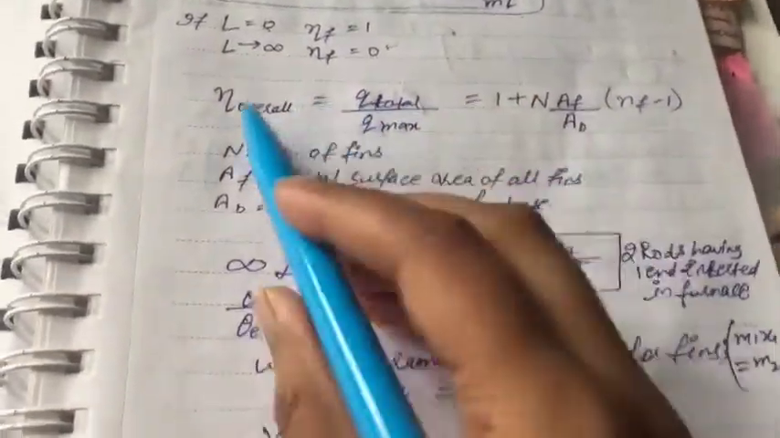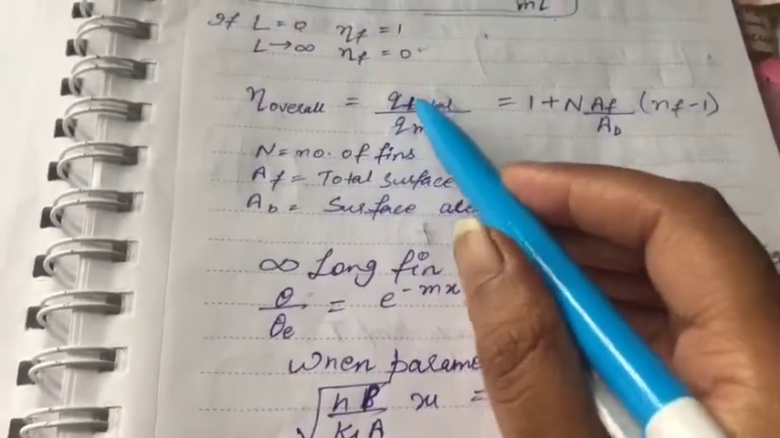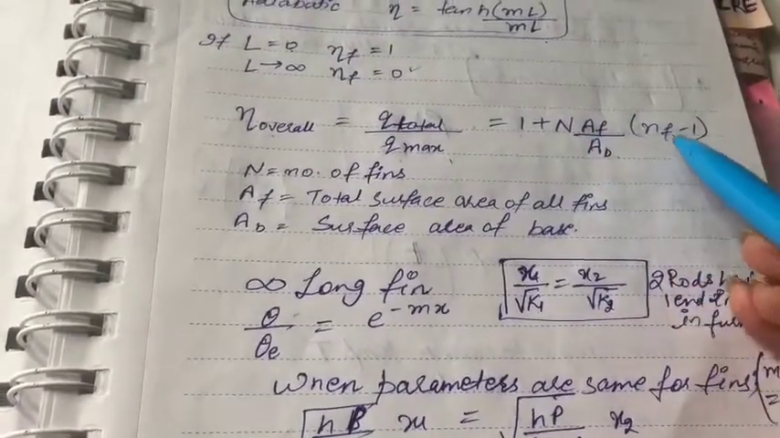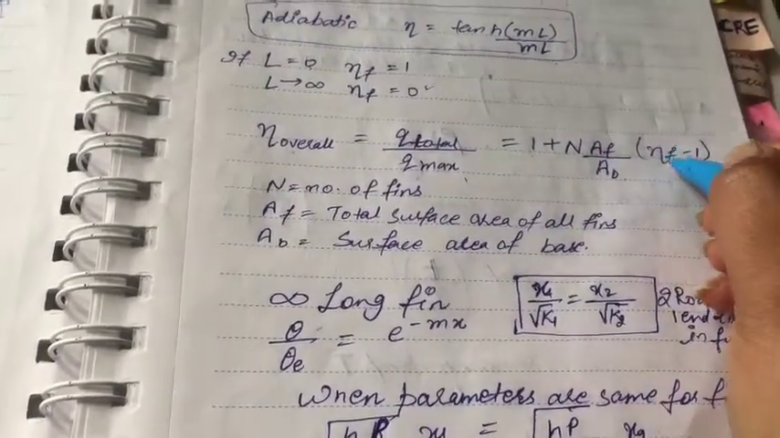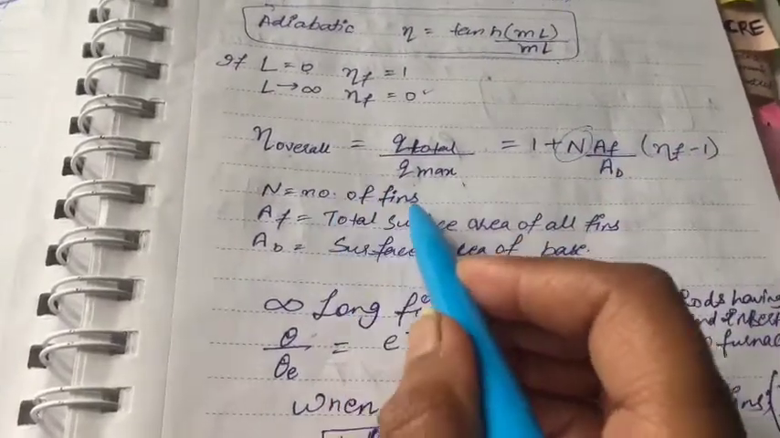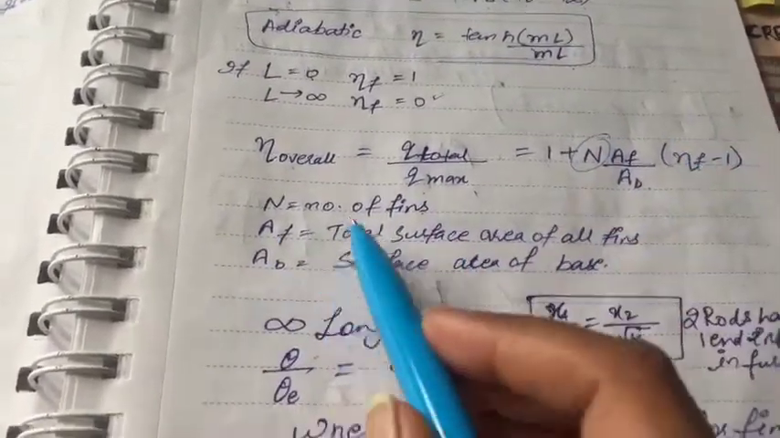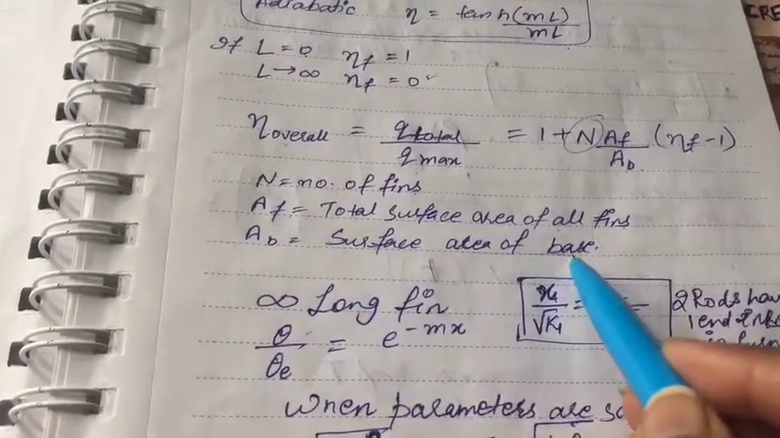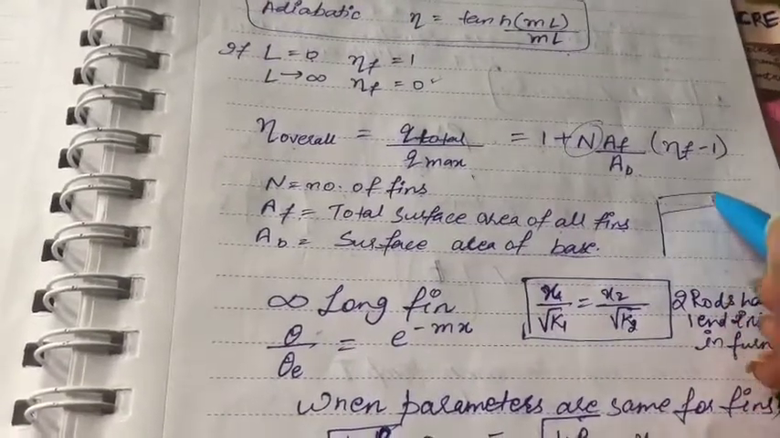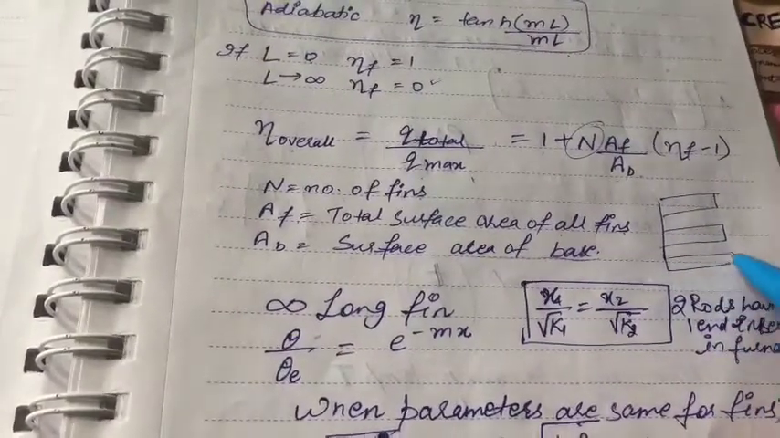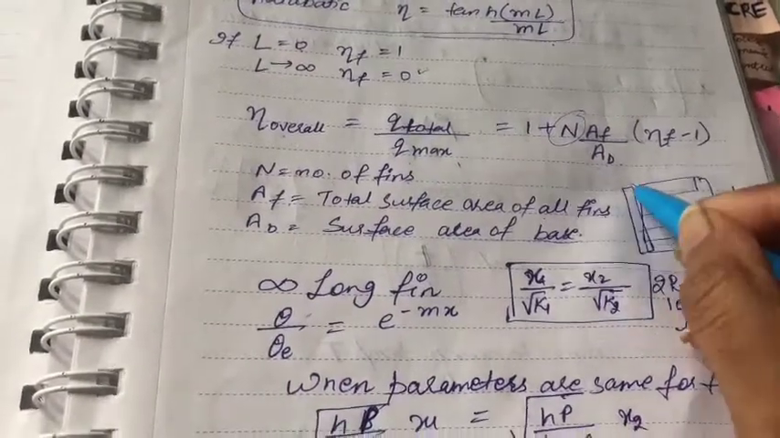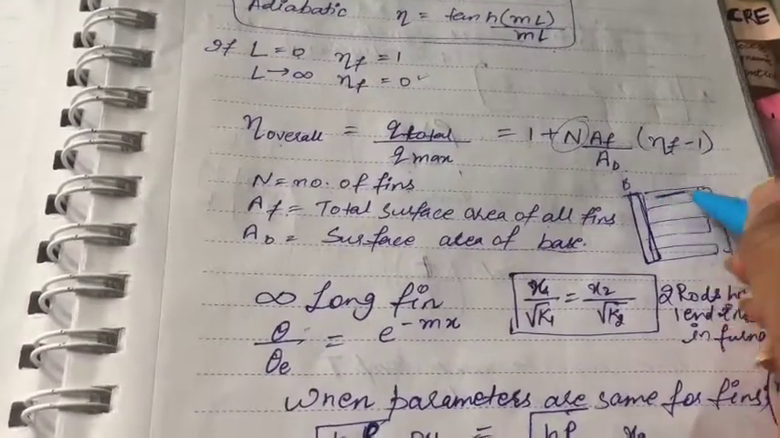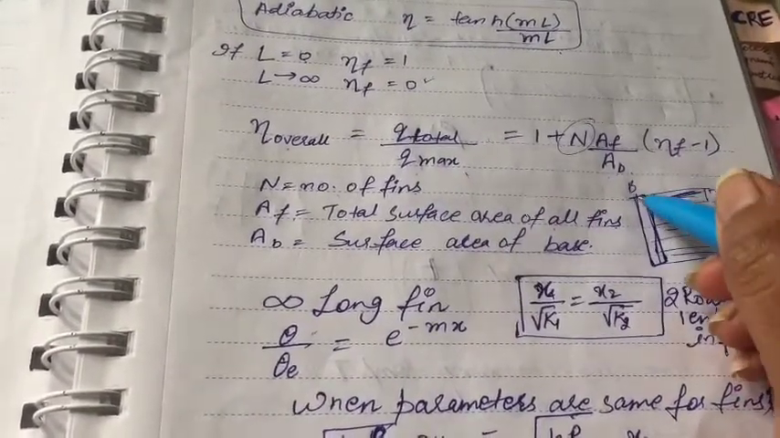So to calculate overall efficiency, we have this formula, which is Q total by Q max, which is equal to 1 plus N AF by AB into (eta f minus 1). Capital N is our total number of fins which are added, and AF is the total surface area of all the fins upon AB, the surface area of the base. These are the n number of fins, and this is the base surface. So total surface AF would be total surface of all these fins, and AB would be the surface area of this base.